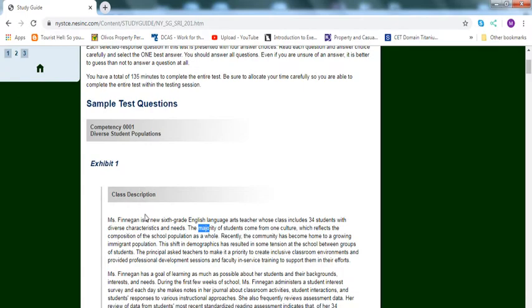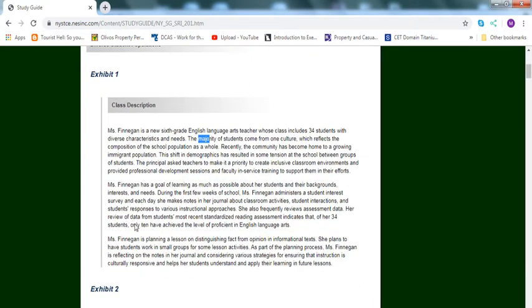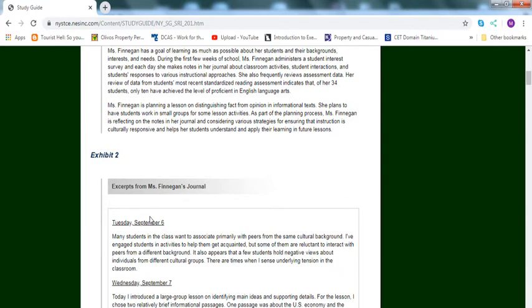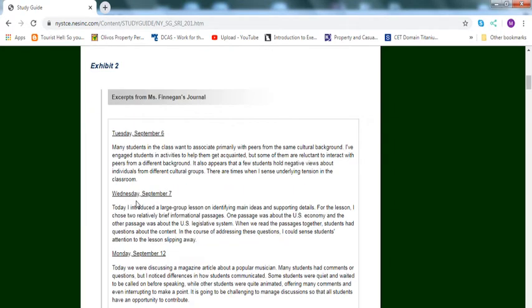This is how it's going to be. They're going to give you a scenario such as this one. As you read this scenario and class description, you can then see Exhibit 2. Obviously, these are going to be excerpts. These are called teacher's notes. A lot of teachers might keep a journal in a real classroom.